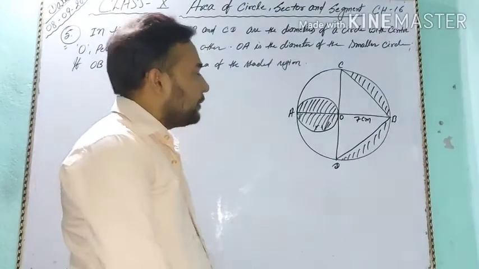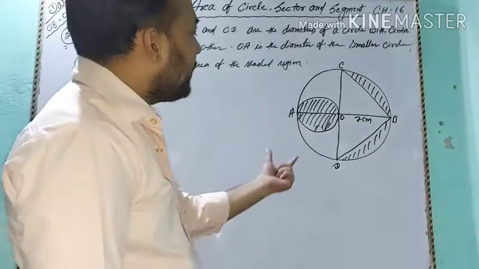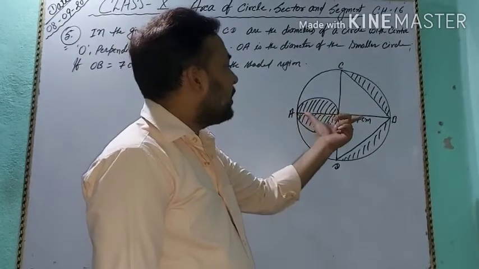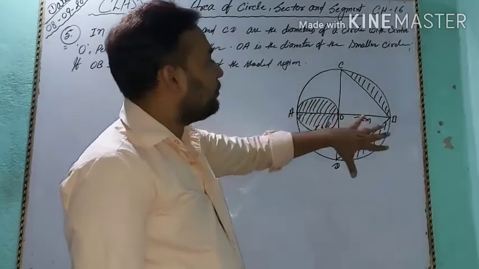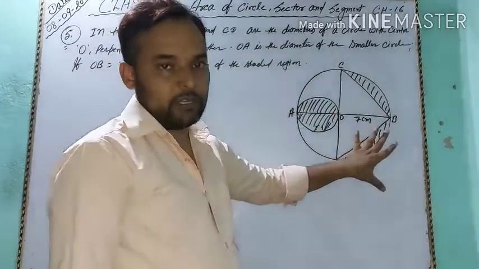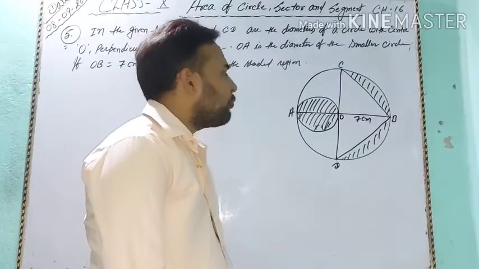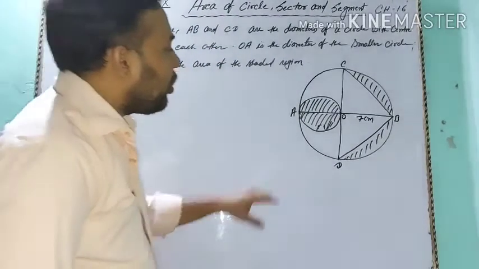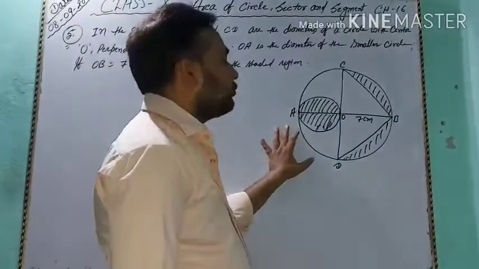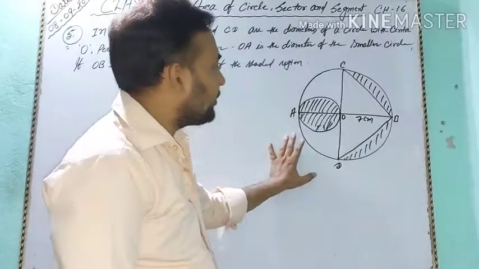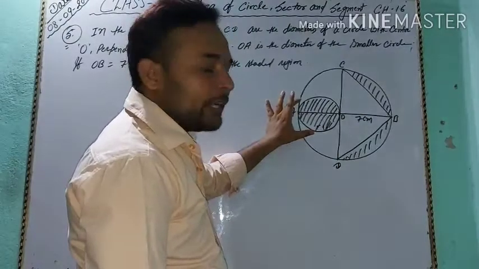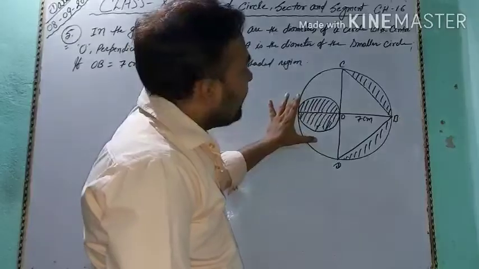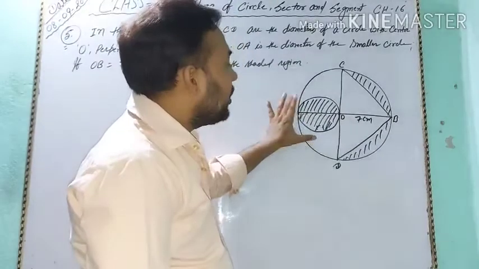So students, in this figure, OA is the diameter of the smaller circle, and AB and CD are diameters of the big circle. Find the area of the shaded region. Radius of the smaller circle equals 7 by 2, that is 3.5 centimeter, and the radius of the bigger circle is 7 centimeter, that is OB.